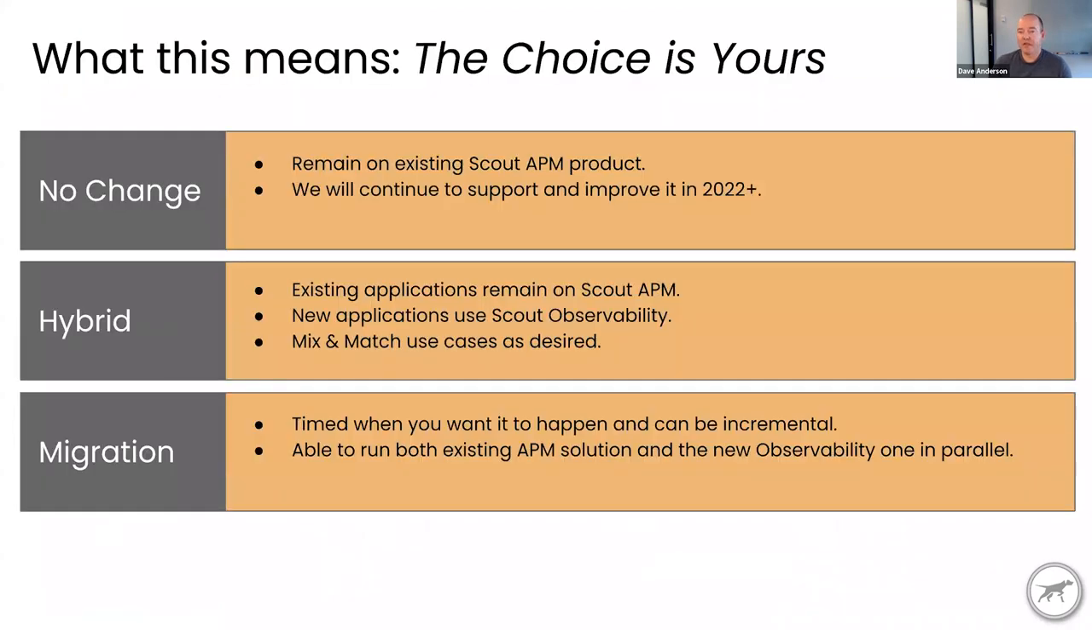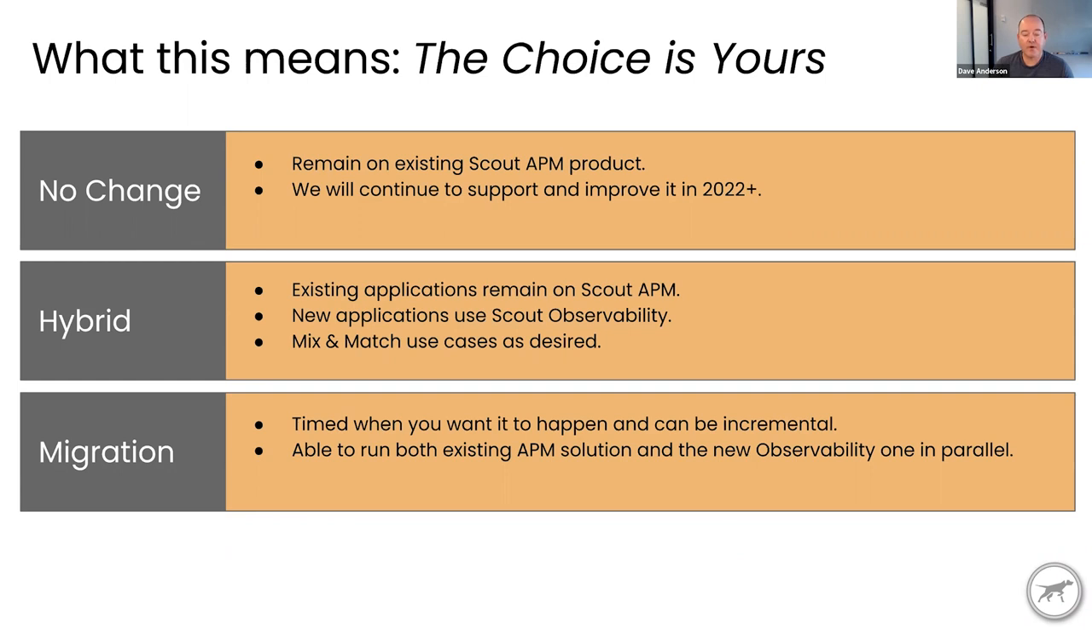So what does this mean? If you're a current Scout customer, it means the choice is yours. You can remain on the existing Scout APM product, and we will continue to support and improve our existing Scout platform in 2022 and beyond. You can choose to go hybrid. You can have your existing applications remain on Scout APM and put any new applications that you hook up to Scout on the observability platform. Or you can mix and match your use cases as desired.